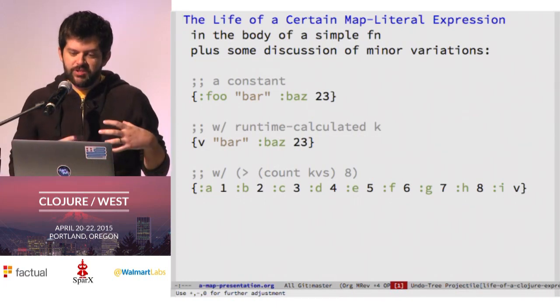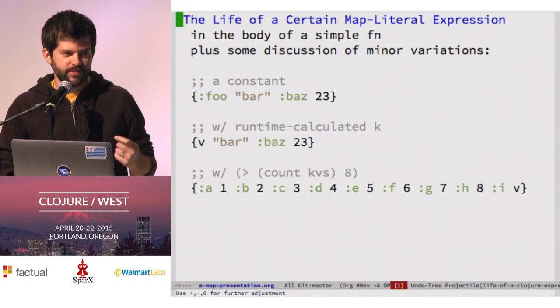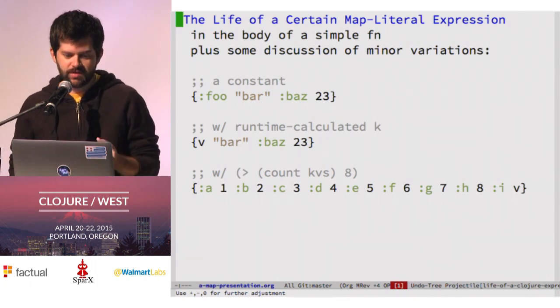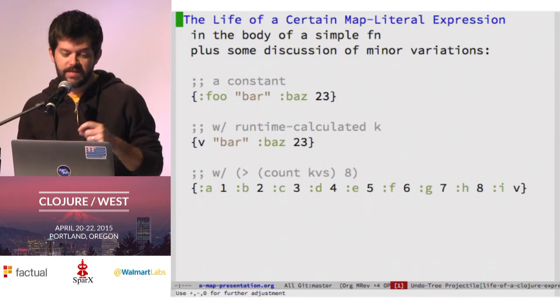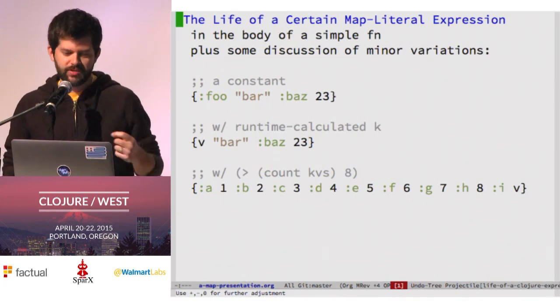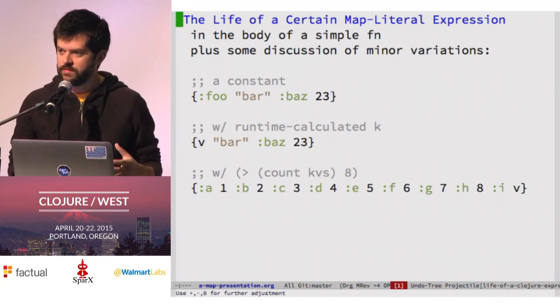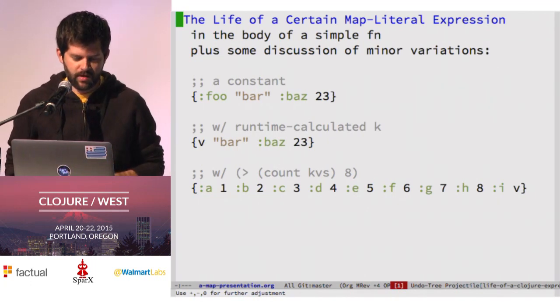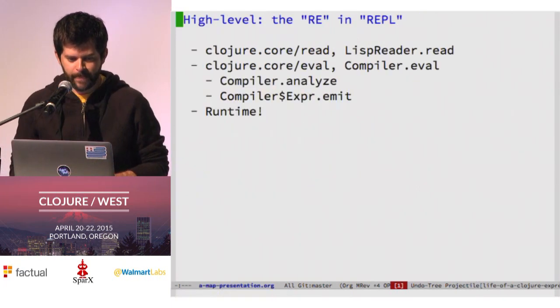In the body of a simple function, and I'll talk a little bit about some minor variations, like what might be different if that map were just a constant, what might be different if one of the keys came from an argument to the function instead of one of the values, and what might be different if it had more than 8 key value pairs. Those all take you down slightly different roads.